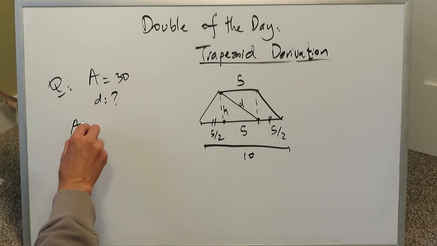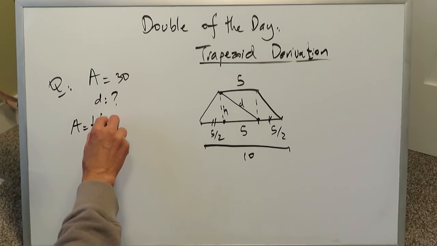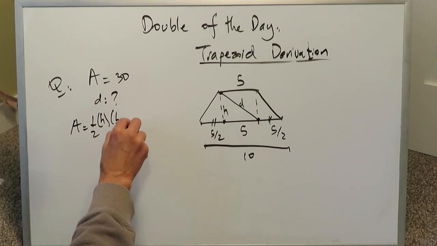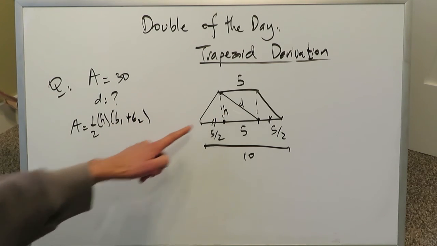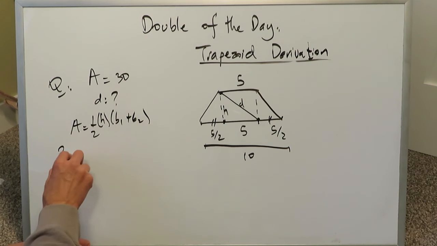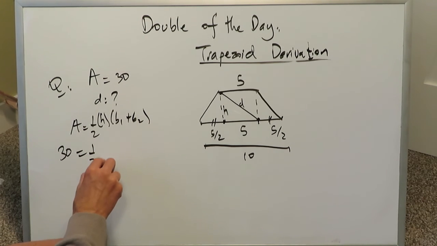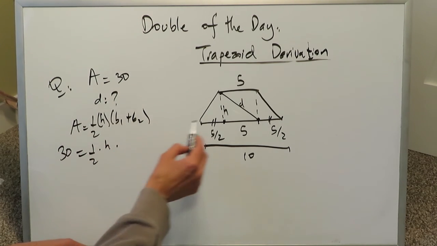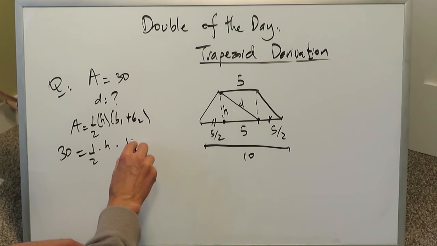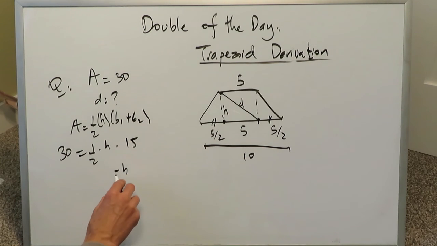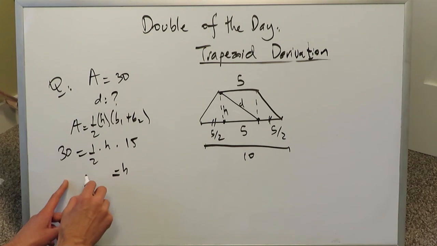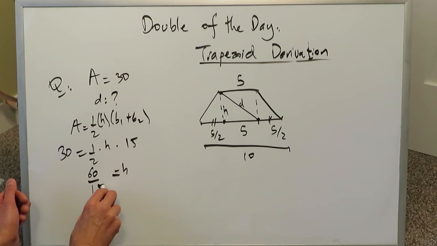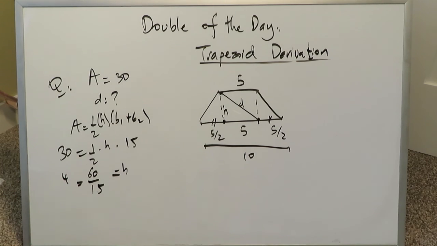We know the area formula for a trapezoid is half times h times b1 plus b2. Plug in the numbers and solve for what you don't know. We don't know h, so we'll solve for h. Area is 30. We have a half, an h, and then b1 plus b2. 5 plus 10 is 15. Take 2 to the other side, you get 60, and you divide by 15, so 60 over 15, and we know height is equal to 4.